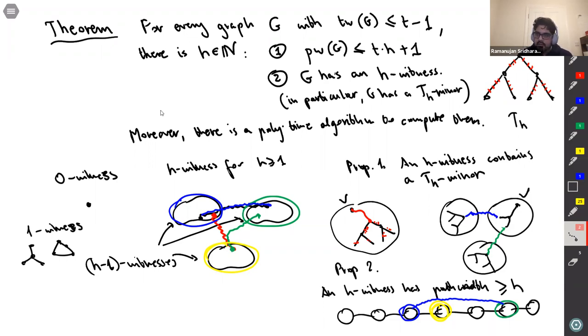While we wait, if I may, one of the big questions that I'm aware of in this direction is the existence of a constant factor approximation for tree depth, whether in polynomial time or even in single exponential time in the value of the tree depth. So do you think this approach could have any implications on that question?